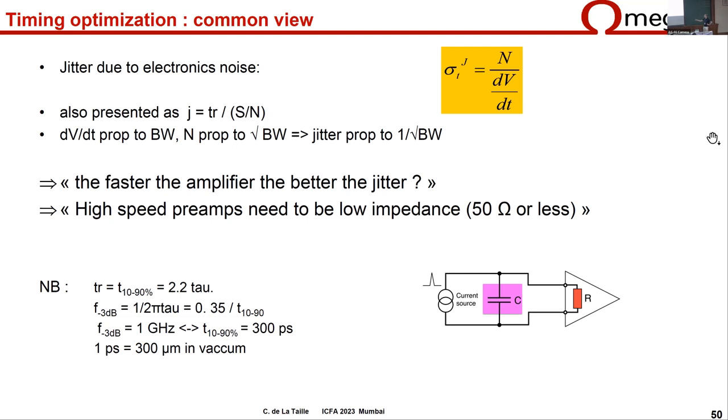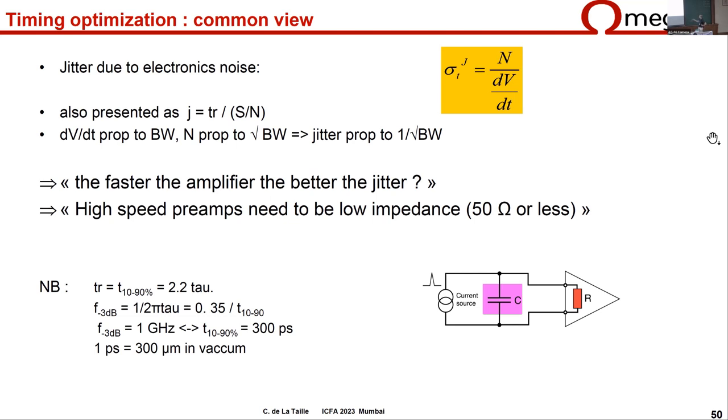And so naively, you would say my dV over dt scales with my bandwidth, the noise is proportional to the square root of my bandwidth, and so the jitter should be proportional just to the square root of the bandwidth. And so the faster the amplifier, the better the jitter. There have been a lot of measurements of the timing in the community over the last 5 or 10 years. People have very often gone to gigahertz amplifiers, 1, 2, 5, 10 gigahertz, trying to see whether they could improve the performance on the time measurement, with sometimes a little bit of disappointment, as I will show in a few minutes.